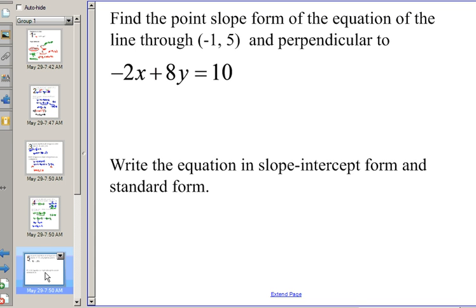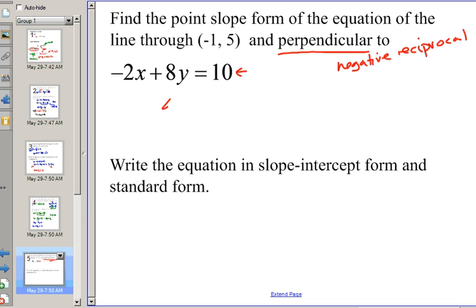So here we go, point slope form of the equation of the line through -1, 5, but this time we want to be perpendicular. So remember, perpendicular slopes are negative reciprocal slopes. So again, my first step is to find the slope for this line right here.